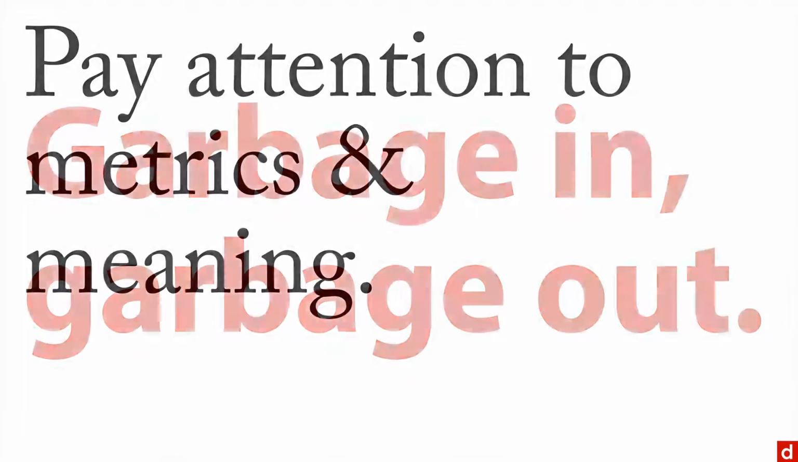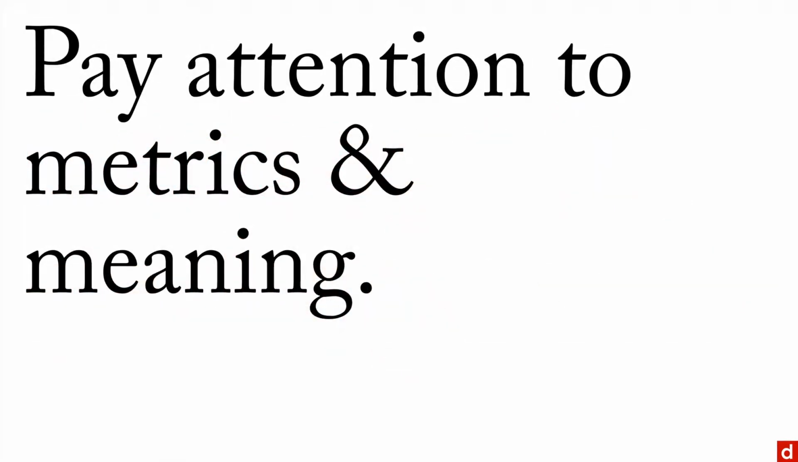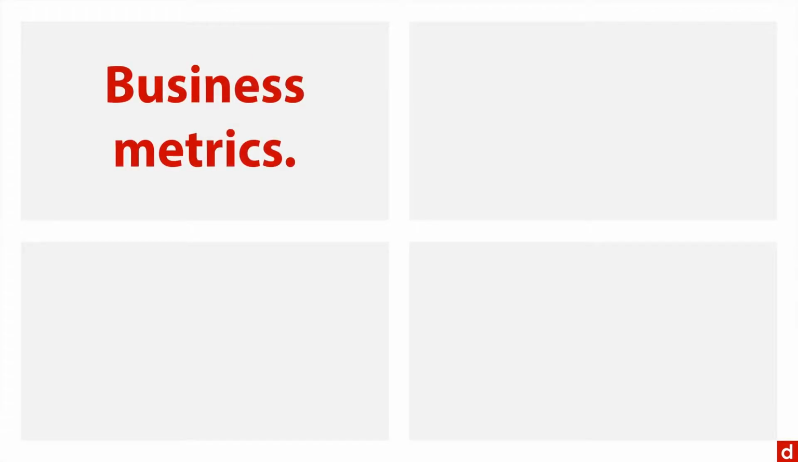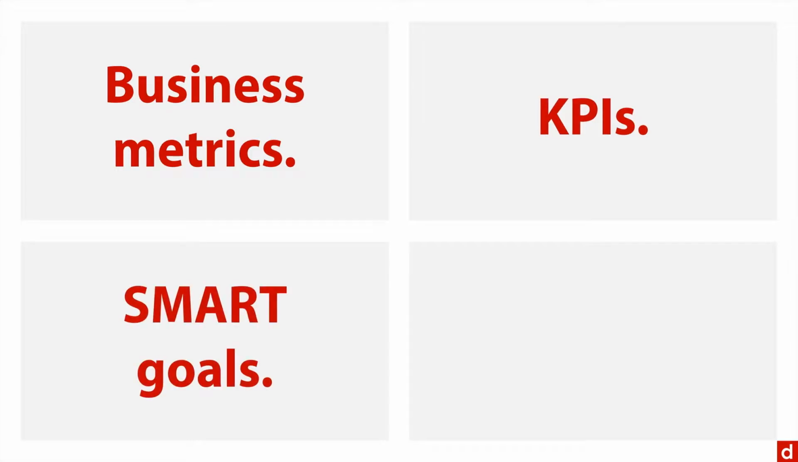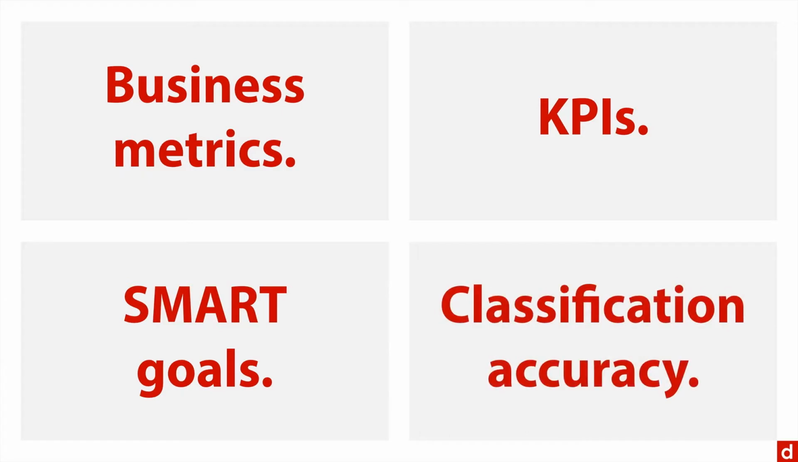Consequently, it's important to pay attention to metrics or methods for measuring and the meaning, exactly what it is that they tell you. There's a few ways you can do this. For instance, you can talk about business metrics. You can talk about KPIs, which means key performance indicators, also used in business settings, or SMART goals, which is a way of describing the goals that are actionable and timely and so on. You can also talk about, in a measurement sense, classification accuracy. And I'll discuss each of those in a little more detail in a later movie.